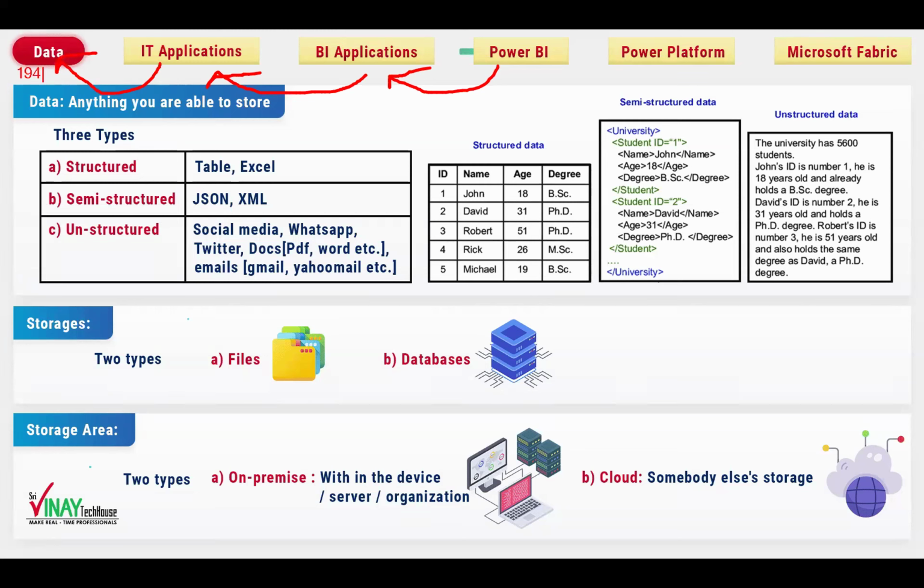Since the 1940s, we have data. IT applications have also been available since the 1940s. BI applications have been available in the market since the 1990s. Power BI has been available from 2013. Our platform became available in 2019. Fabric became available in June 2023. So this hierarchy you need to learn.